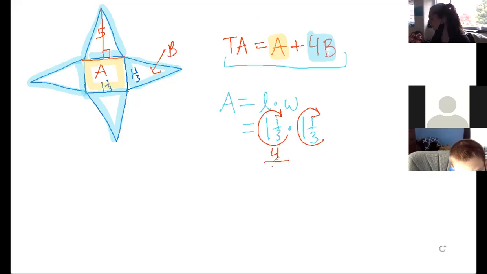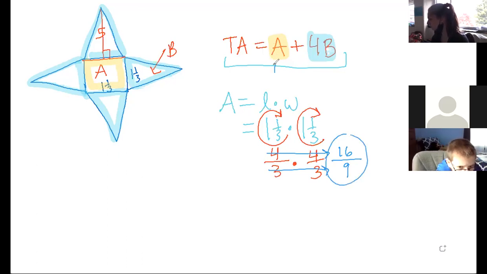What is 3 times 1 plus 1? 4. Keep the denominator, thirds. All right, same thing. 3 times 1 plus 1, 4/3. Now can I snap across and multiply? Yes. What's 4 times 4? 3 times 3. All right. So we know the area of this square is 16/9. We can even plug it in this formula now.